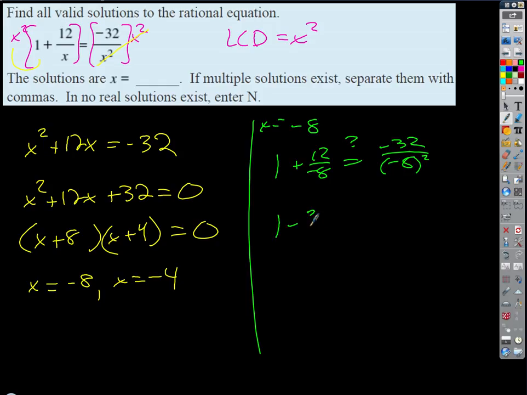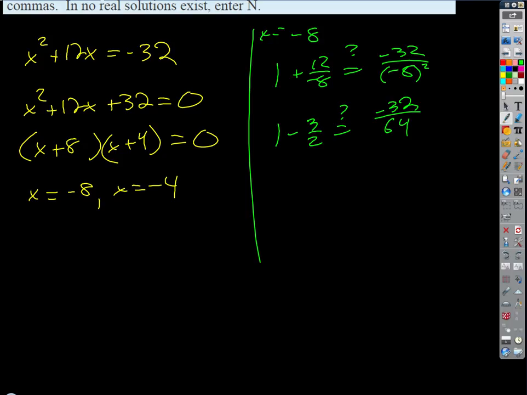So 1 minus 3 halves, is that equal to negative 32 over what's negative 8 squared? 64. Positive 64. Okay, so now 1 minus 3 halves is what? 1/2. Positive or negative? Negative, right? Because if I get a common denominator, that's just 2 halves minus 3 halves, which is negative 1/2, right? So we get negative 1/2. Is that equal to negative 32 over 64? Yeah, that's negative 1/2, so it checks, right? See what I'm saying? So we could just check them that way, couldn't we?